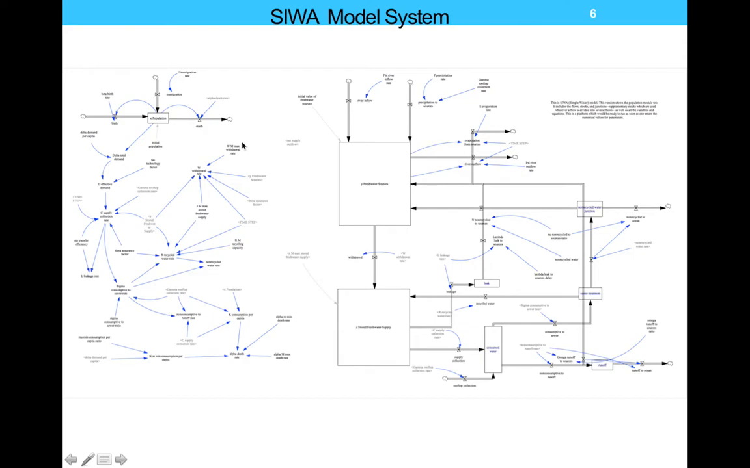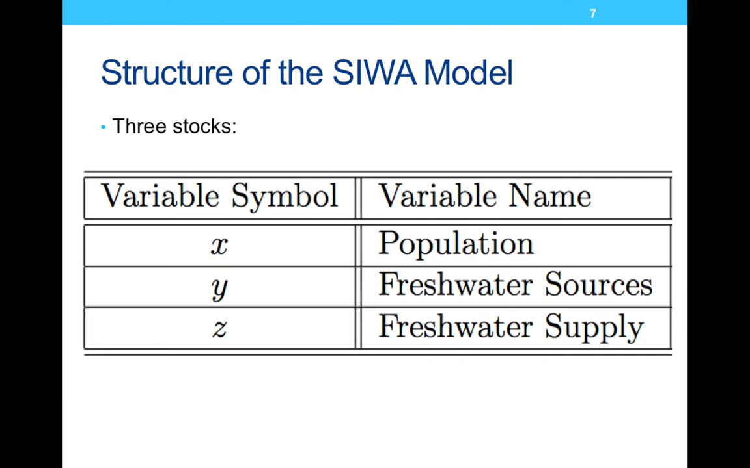So what I want to do now, in addition to this logic, is go through the specific relationships between variables that are in the CWA model. So let's take a look at, not the logic, but now a little bit more of the formulation, the mathematical formulation in the CWA model. As I mentioned, there are three stock variables: population X, freshwater sources Y, and freshwater supply Z.